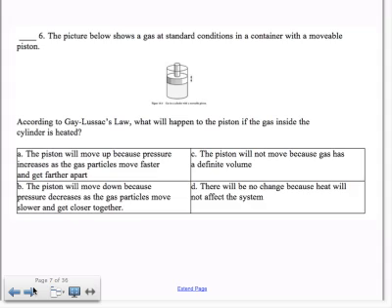Gay-Lussac's law shows the relationship between pressure and temperature, and it says that the two are directly proportional, which means if one goes up, the other's going to go up. So if you increase the temperature inside the container, it's going to increase the pressure, which, if the piston can move, is going to force that piston to move up because those particles are moving faster and trying to get farther apart.